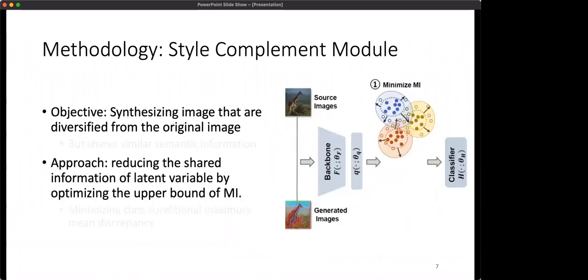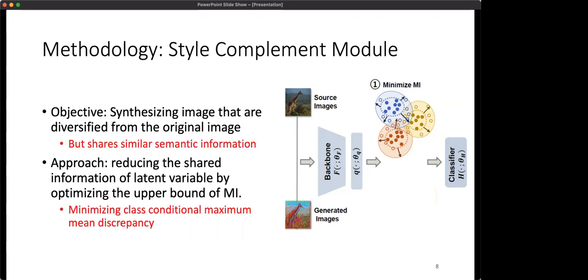The module will be trained by a mutual information minimization objective, where we reduce the shared information of the latent variables by optimizing the upper bound of mutual information. Meanwhile, we need to ensure that the generated image contains similar semantic information to avoid the trivial solution, so we add the conditional maximum mean discrepancy as a regularization term to keep the style complement module from generating trivial images.